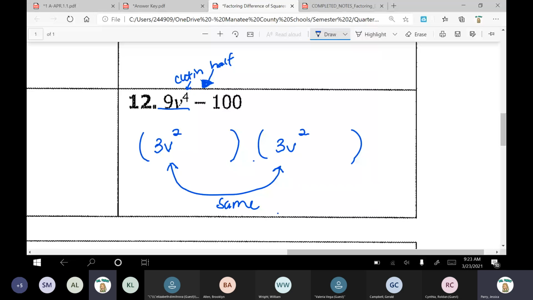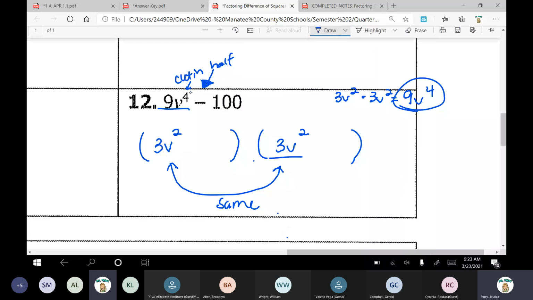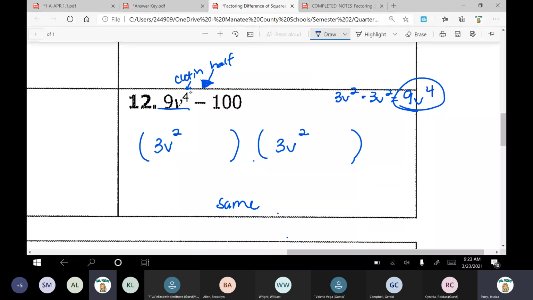Because remember, it has to be the same thing. 3v squared, 3v squared. You can even double check. 3v squared times 3v squared. 3 times 3 is 9, and then add your exponents so we get 9v to the power of 4. Perfect. We did it correct. Let's go on to our next one.